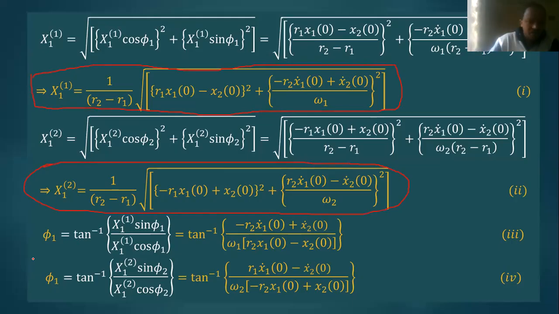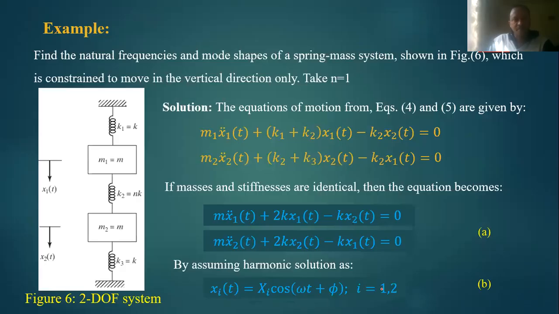Another constants, we have constant pi 1 and pi 2. So pi 1 is equal to tan inverse of x1(1) sine pi over x1(1) cos pi 1. So we directly substitute this equation there from the previous slide, and we can get this equation for pi 1. Similarly for pi 2 also, we substitute for the second phase. So this is the third and this is the fourth equation.